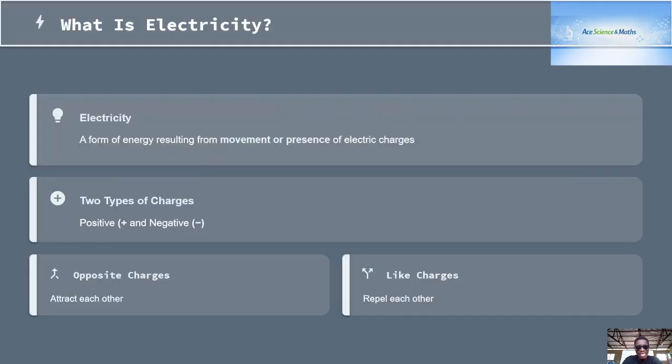All right, what then is electricity? Now we are saying that electricity is a form of energy. This is very important because we have different types of energy. In grade 5, we learned about energy as the ability to do work or cause changes. So we understand that electricity is a form of energy resulting from movement, movement is one key, and then the presence of electric charges.